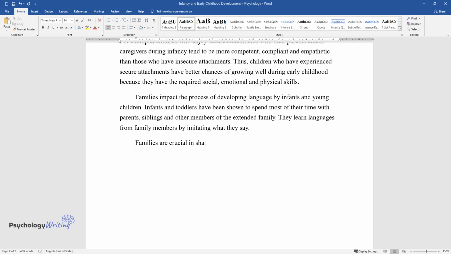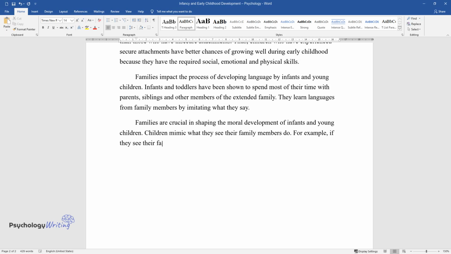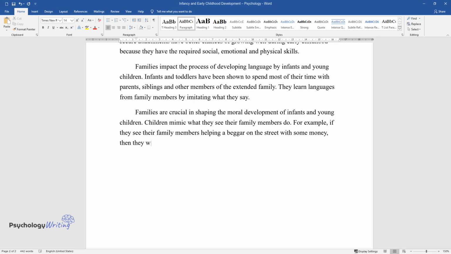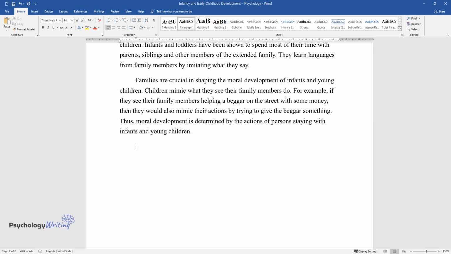Families are crucial in shaping the moral development of infants and young children. Children mimic what they see their family members do. For example, if they see their family members helping a beggar on the street with some money, then they would also mimic their actions by trying to give the beggar something. Thus, moral development is determined by the actions of persons staying with infants and young children.